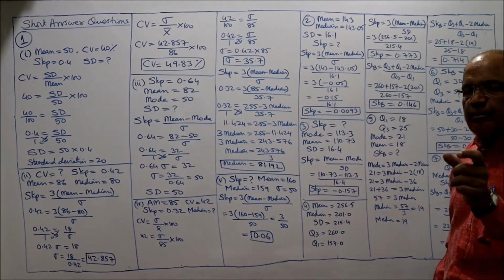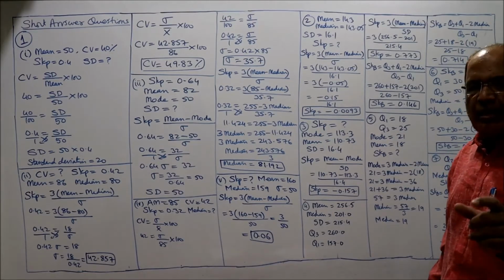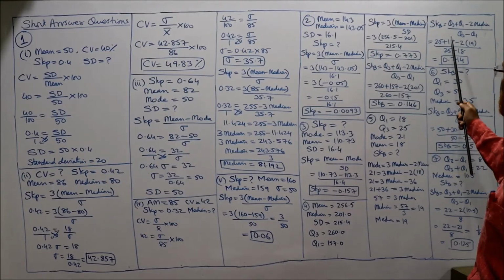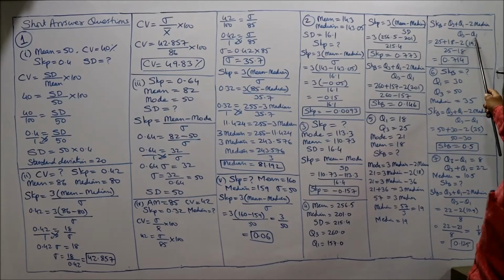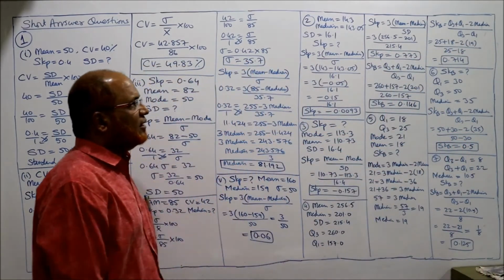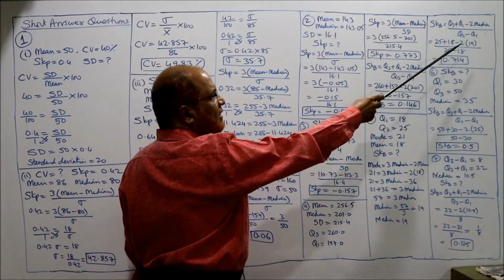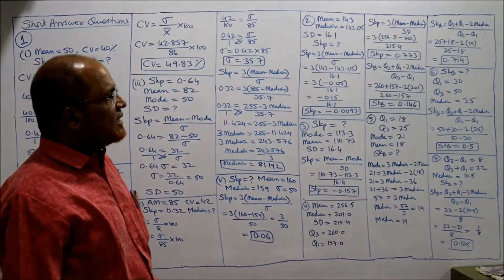चलिए हमको SKB मालूम करना है, उसके लिए median मालूम कर ली. Once we get the median, we can easily find out the SKB. SKB is equal to Q3 plus Q1 minus 2 median divided by Q3 minus Q1. So we are having all the values. Q3 25, Q1 18, and median just now we have calculated 19. So 0.714 is the SKB.